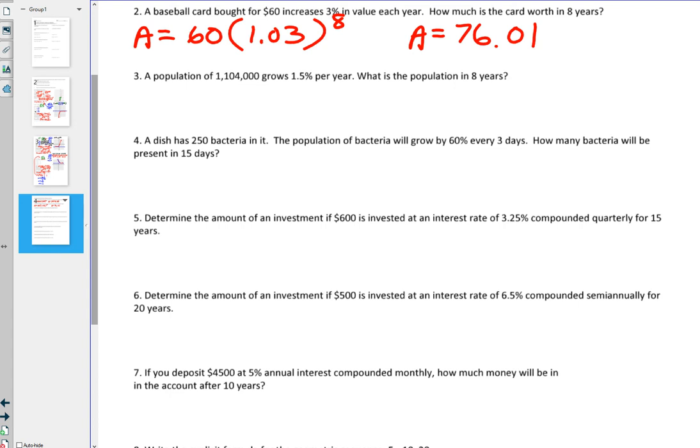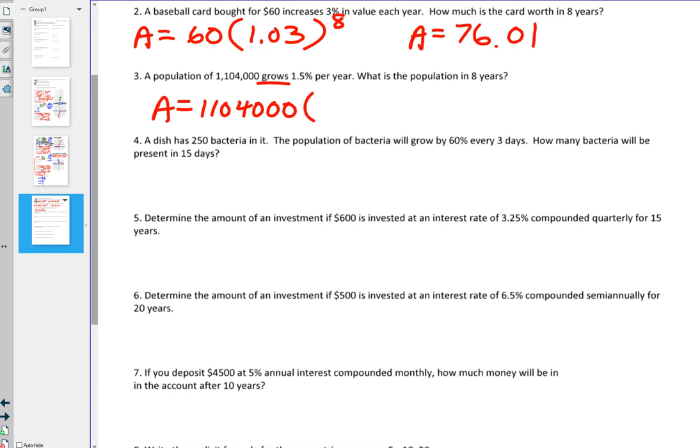A population of 1,104,000 grows 1.5% per year. What is the population in 8 years? This is just going to be another growth problem, but now we're measuring people. When you measure people, where should you always round? Down. Because 0.99 of a person is not a full person.